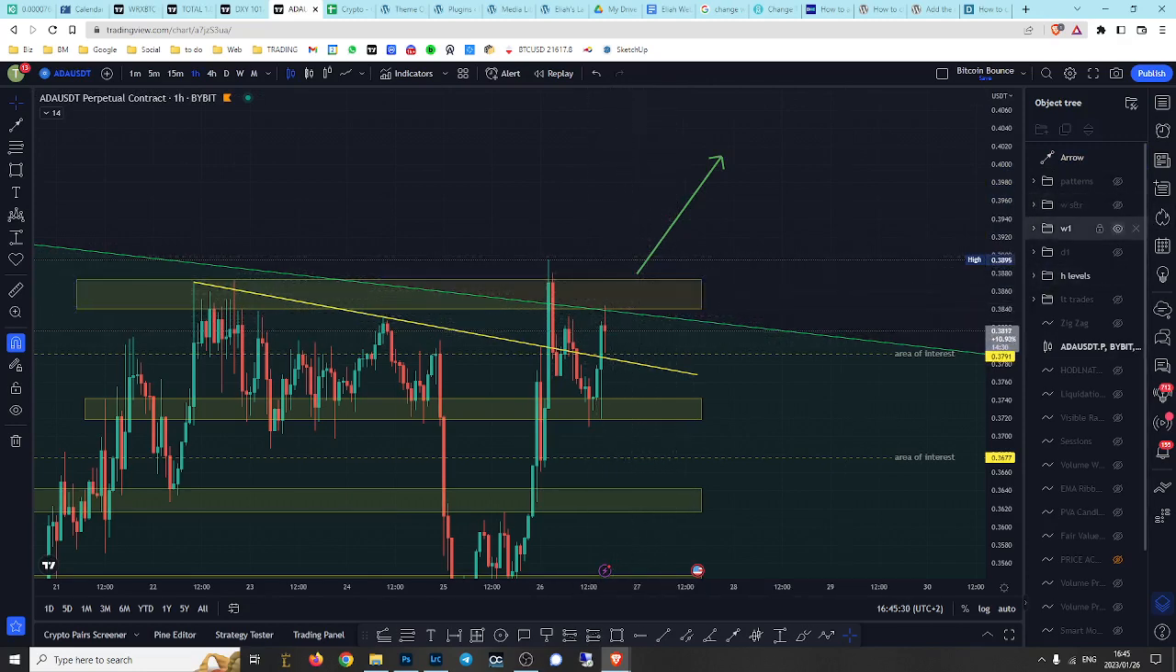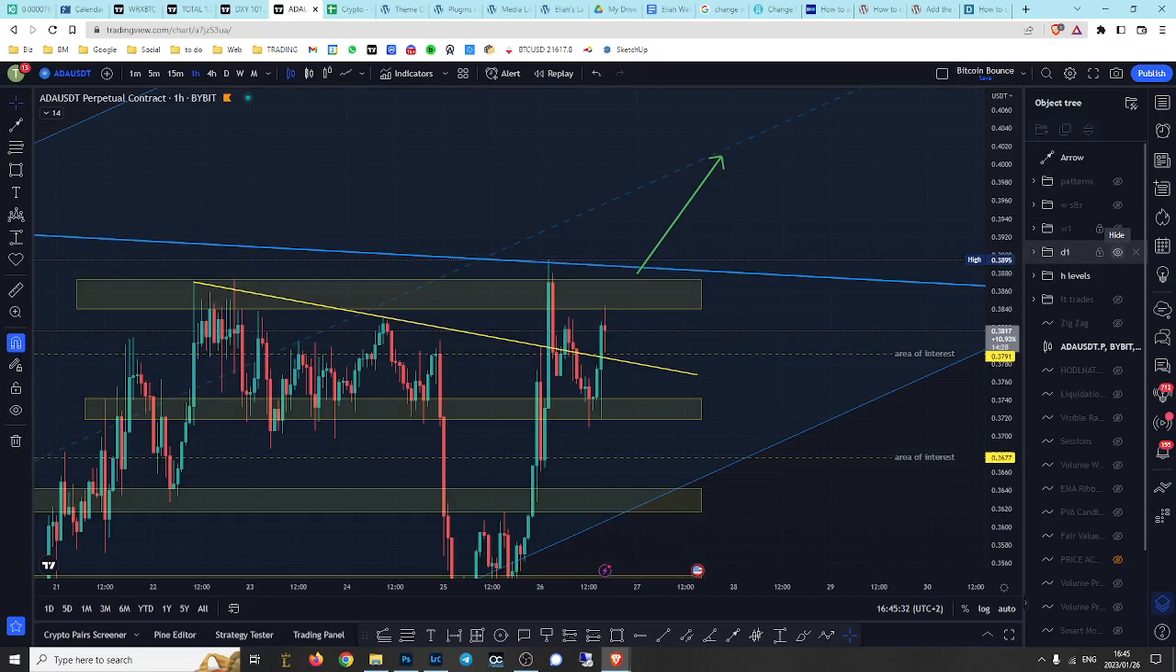And we can also flip through the rest. So on that, this was the daily, and on the daily we had that channel to the upside.